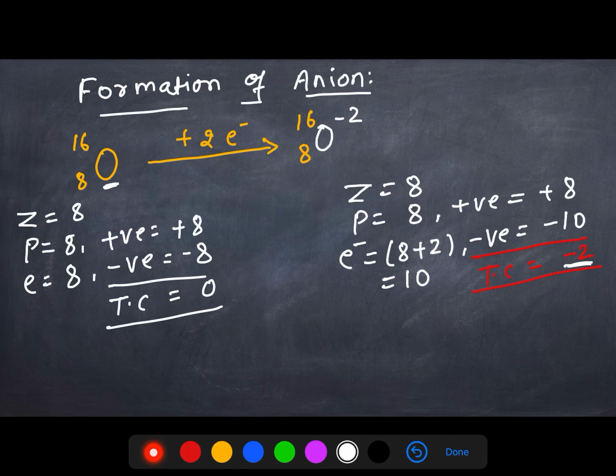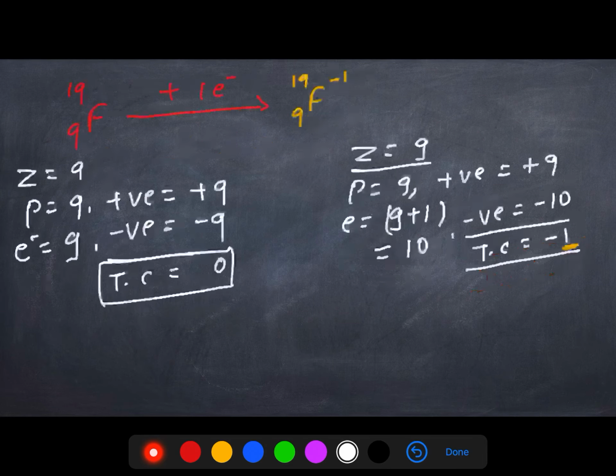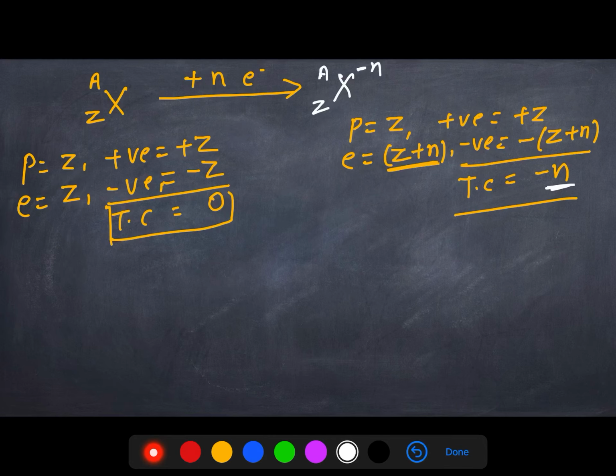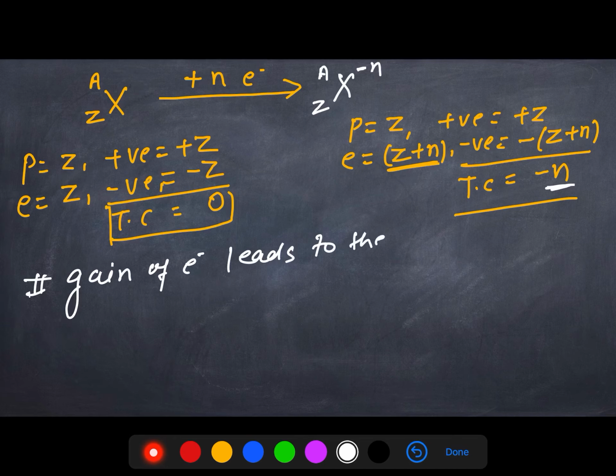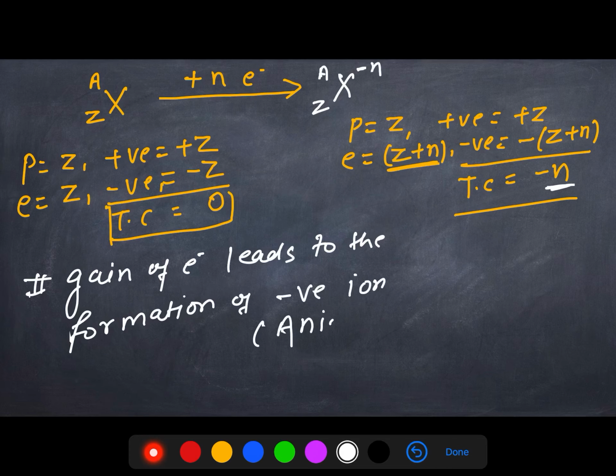Now it's time to draw some important conclusions. So let's see what that is. We see that oxygen, when it gained electrons, developed a negative charge. In the next case, fluorine, when it gained electrons, developed a negative charge. X, when it gained electrons, developed a negative charge. So is it clear to us that the gain of electrons leads to the formation of a negative ion, or simply an anion?